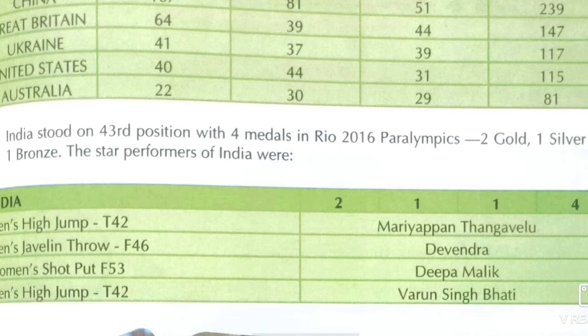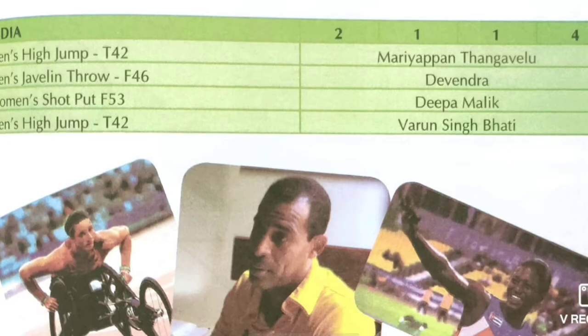India stood in 43rd position with 4 medals in the Rio 2016 Paralympics, with 2 gold, 1 silver and 1 bronze. The star performances of India were in men's high jump T42, men's javelin throw F46, women's shot put F53, and men's high jump T42. And here are the names of those who participated in these games.